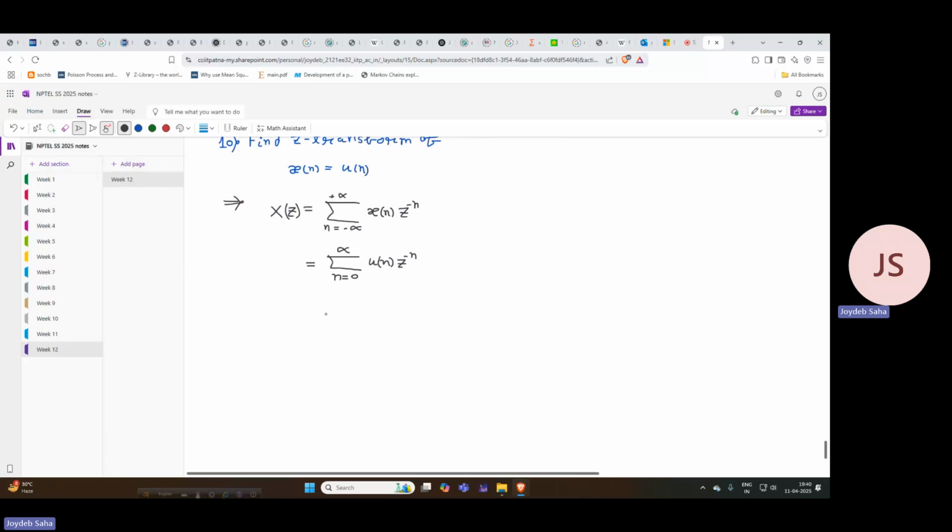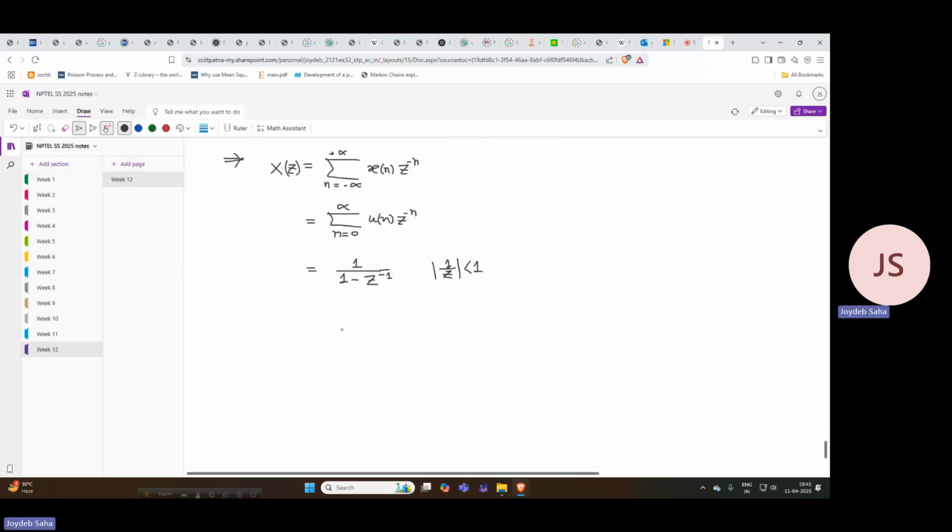So this is nothing but 1 upon 1 minus z inverse for mod of 1 by z less than 1, is equal to z by z minus 1, or mod z is greater than 1.